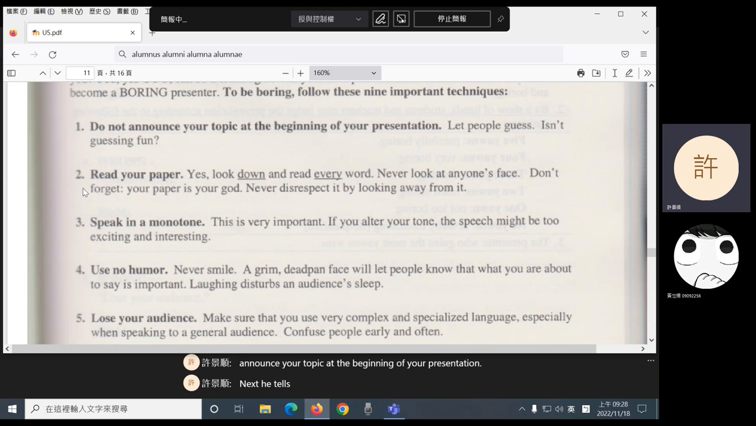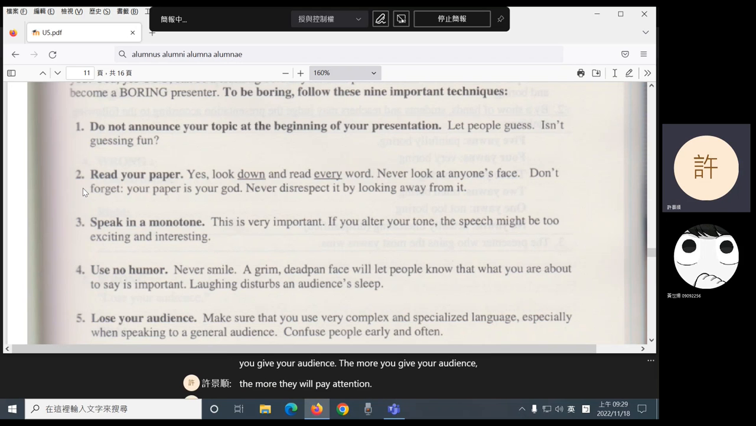Next, he tells us to read our paper. And I think that this is a really bad idea. We've talked about how when you're preparing to give a speech, you probably have to choose your words and write it down. But when you actually give the speech, you should try to interact with your audience. Supposedly, they are there because they want to hear what you have to say. So you can use that interest. You can create a feedback loop of energy. The more they pay attention, the more you give your audience. The more you give your audience, the more they will pay attention.